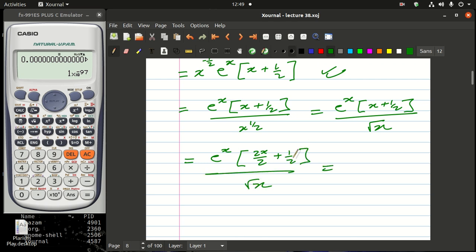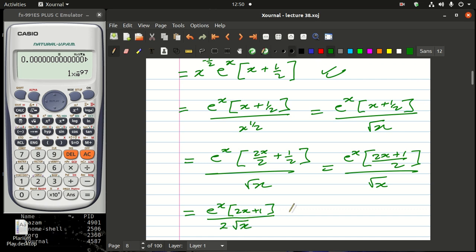And of course, I'm going to take the common denominator here and say I actually have 2x plus 1 divided by 2, and then this whole thing divided by square root x, and this final thing is going to be e to the power x times 2x plus 1, and then this whole thing divided by 2 times square root x. So you can always either end up there or just end up here, it's still fine.